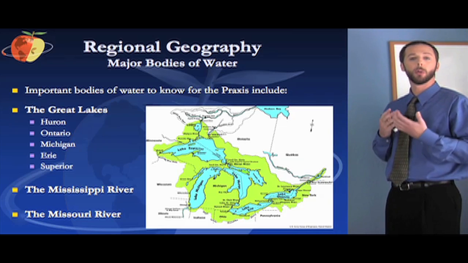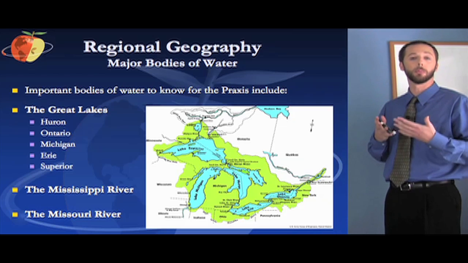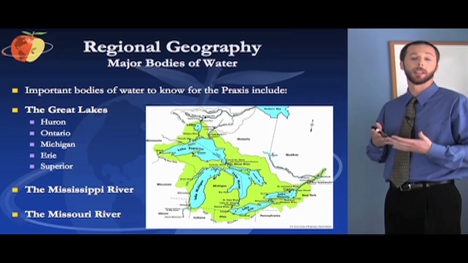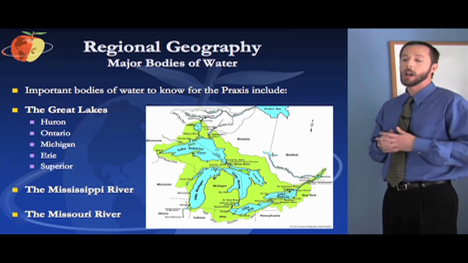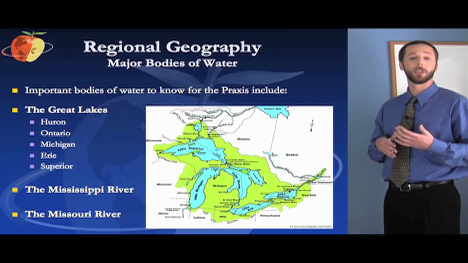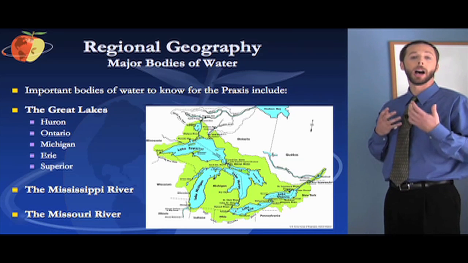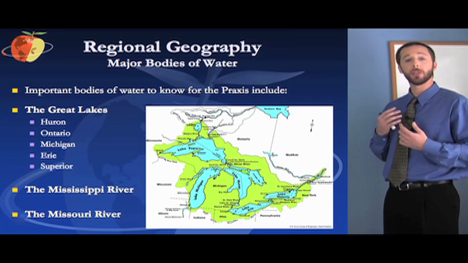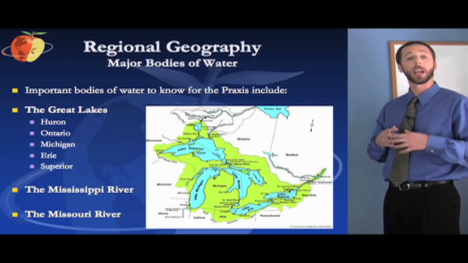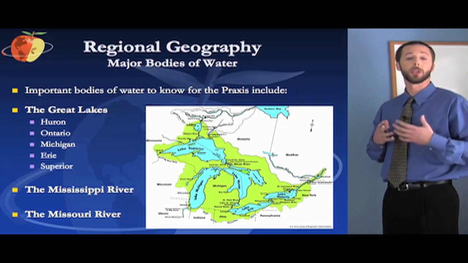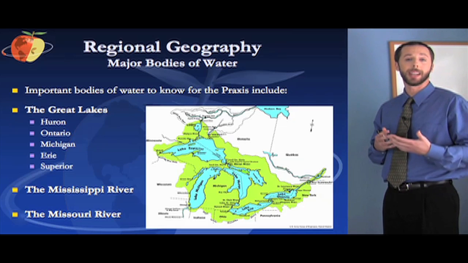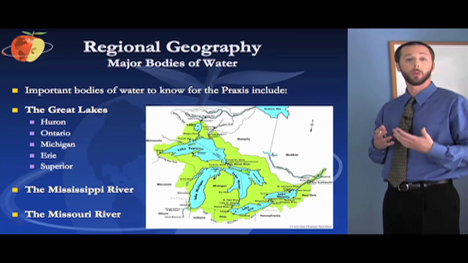Also, you should know the two sort of largest, most important rivers that exist in passing in the North American continent, specifically through the United States. The Mississippi River runs all the way from Minnesota all the way down past New Orleans and empties out into the Gulf of Mexico. The Missouri River is a tributary to the Mississippi River, and the Missouri River is actually the longest river in North America, so it's significant for that reason, and it passes through 10 U.S. states and 2 Canadian provinces, so it's quite a long river.